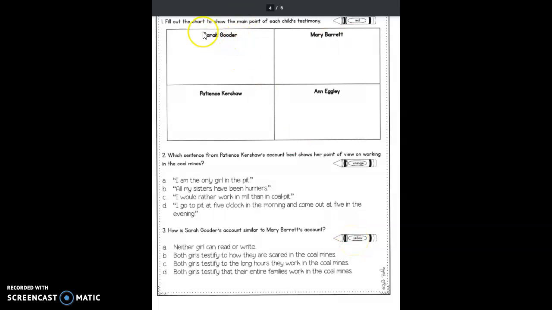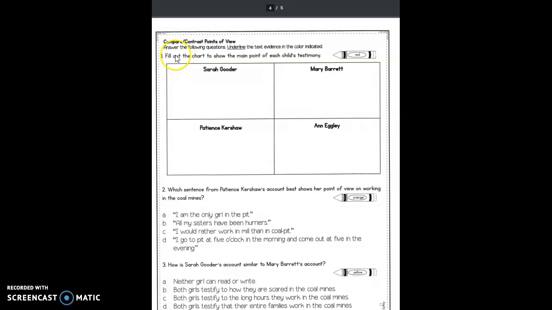The first one here, you are going to fill out the chart to show the main point for each child's testimony. So when you read about Sarah, what was she focusing on when she was talking? Same with Mary, Patience, and Anne. What were they talking about? What was their main focus? This should be just a short sentence, like Sarah's focus was about blank. Mary's focus was about blank.